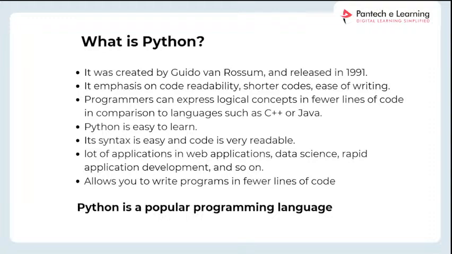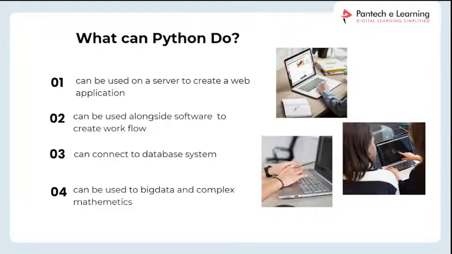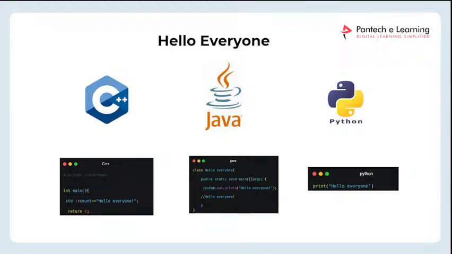Python is used to create web applications, data science, and rapid application development, and it allows you to write programs in fewer lines of code. Next, what can Python do? It can create web applications, like a website is called a web application, and can be used alongside software to create workflows, connect to databases, handle big data, and also do complex mathematics. So this is the difference between other languages and Python.